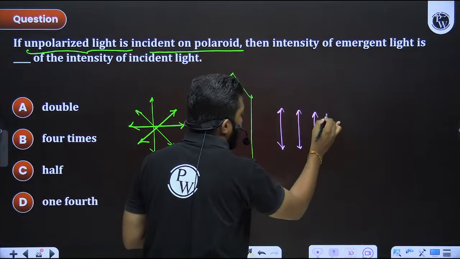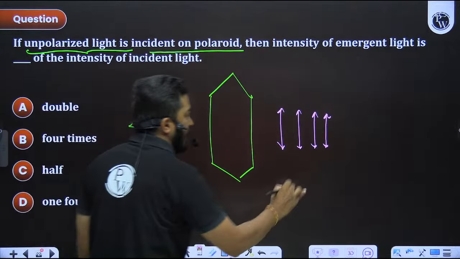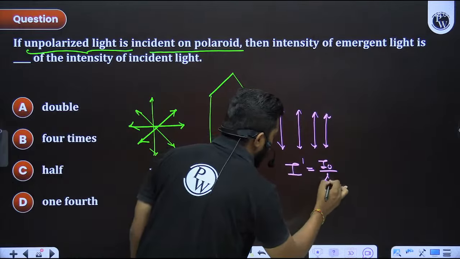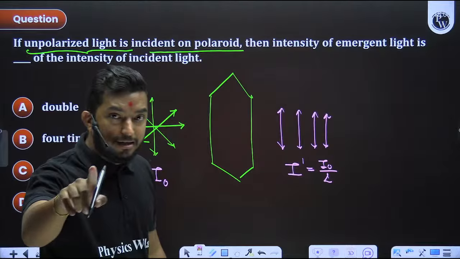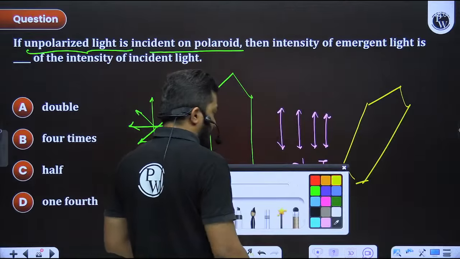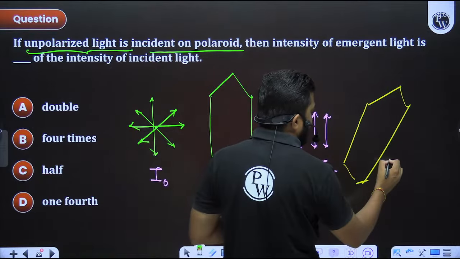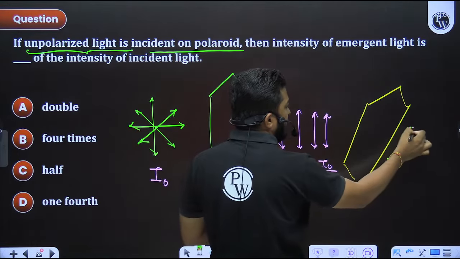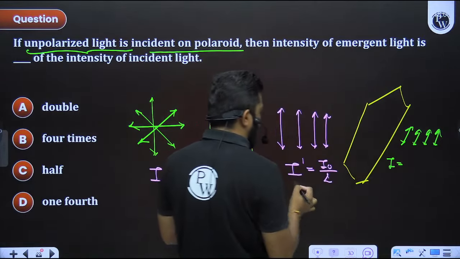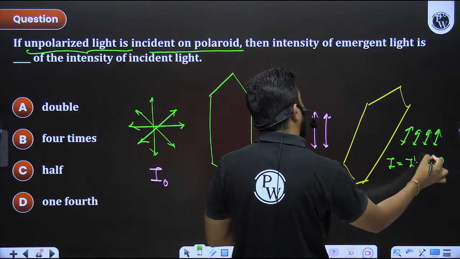Remember directly, if the initial intensity of the light is I, then the intensity after polarization becomes half of that. Keep it in your mind. After that, we are going to study one law, Malus law. If there is another Polaroid at an angle of theta with the initial angle, then the final intensity I is equal to I dash into cos square theta.